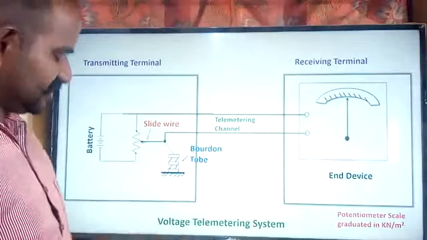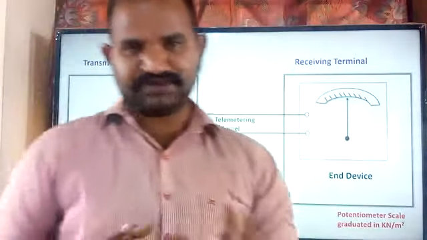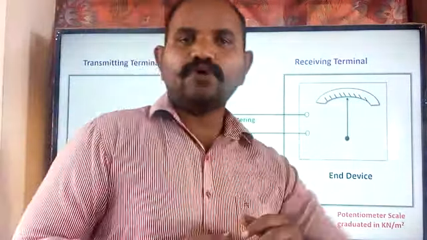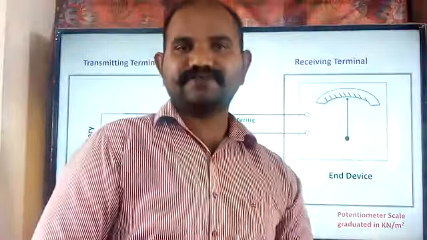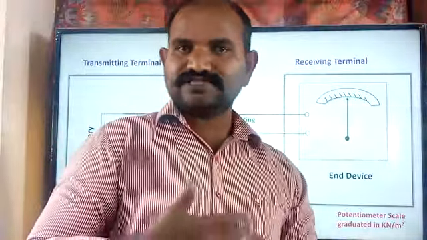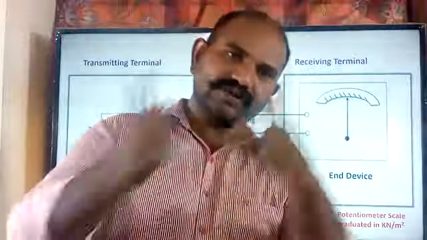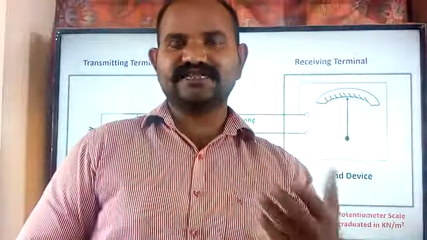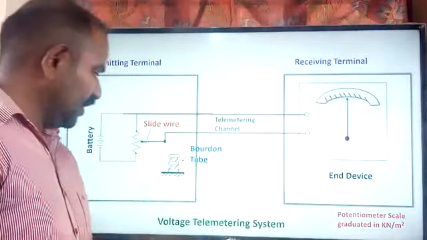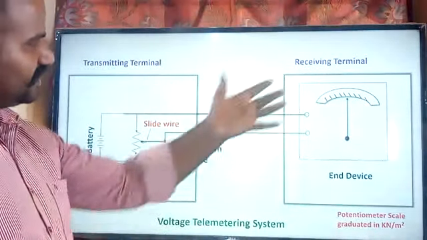See, in this voltage telemetering system, I would like to measure the pressure. Actually, the main intention is to measure one physical parameter, which is nothing but the pressure. That should be transferred to the receiving end, that is the base station. That is the main intention of the voltage telemetry system, which I am displaying on this particular screen.